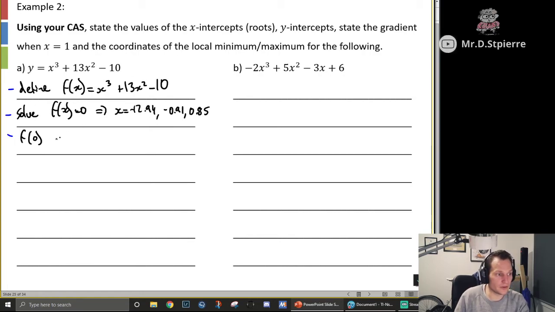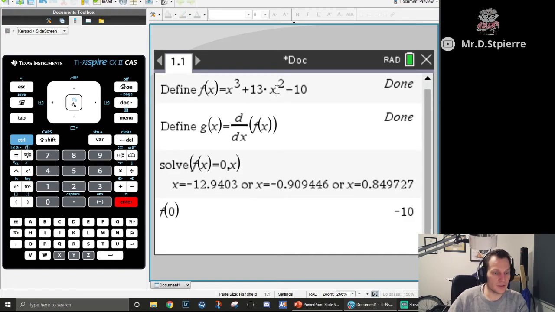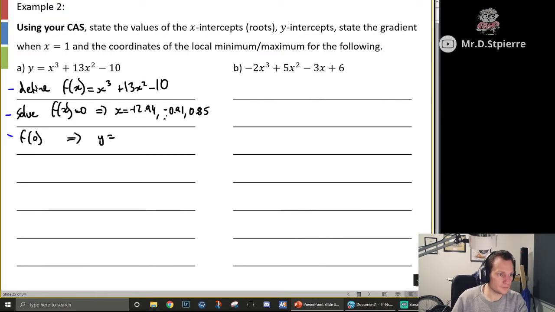We're going to let x equal 0 to find our y-intercept, and it follows that y is equal to f of 0, which gives us negative 10. Negative 10. State the gradient when x equals 1.